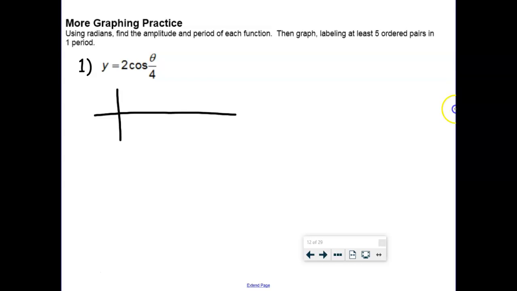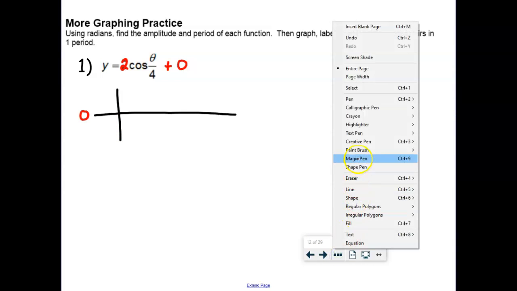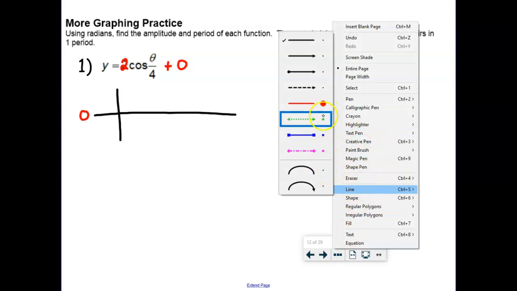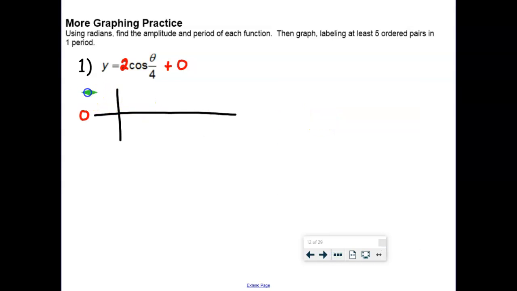So I noticed that this graph has an amplitude of 2, but there is no vertical shift. So that tells me that the midline is going to stay at 0, but your maximum and your minimum lines are where? 2 and -2. Very good.